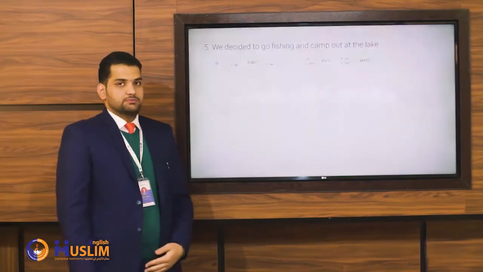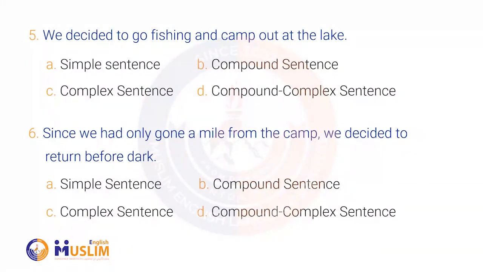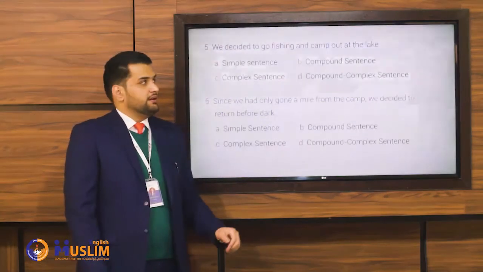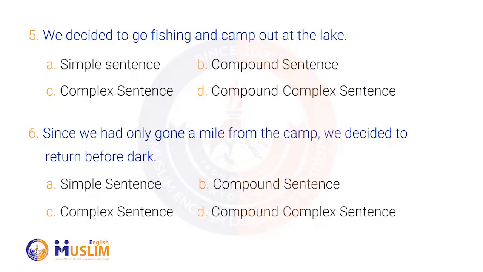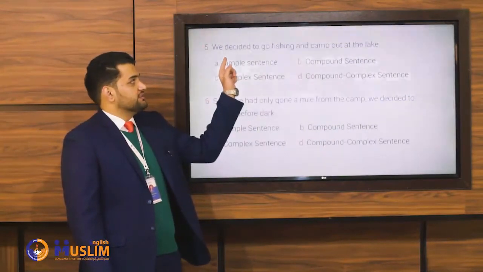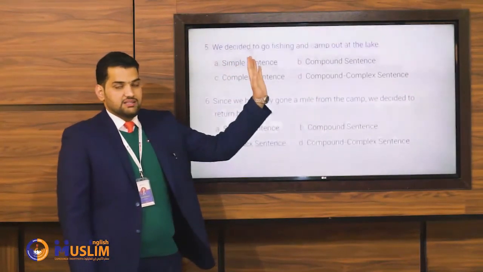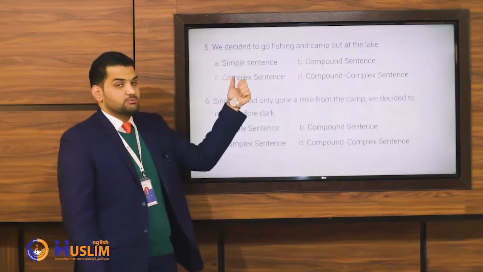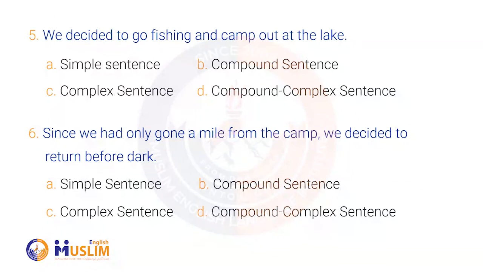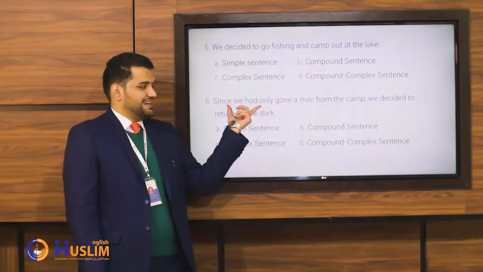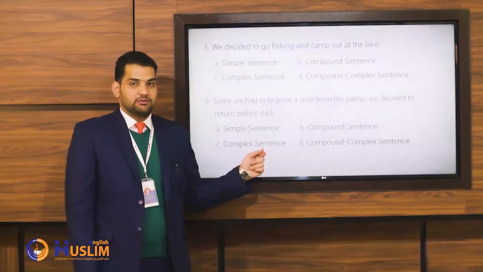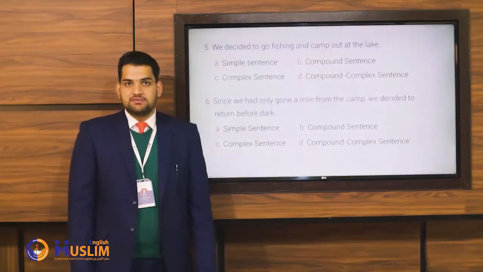Now let's do the last 2. So, number 5. We decided to go fishing and camp out at a lake. We've got a subject, we. Decided, it's a verb, and that's the rest of the sentence. So it is a simple sentence. Number 6. Since we had only gone a mile from the camp, we decided to return before dark. Here we've got a dependent clause and one independent clause. It means it is a complex sentence.